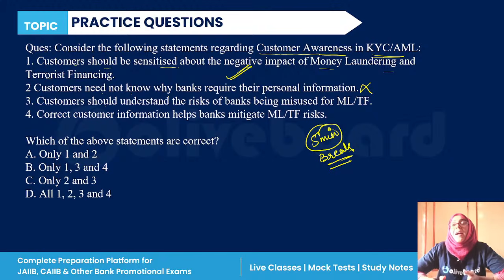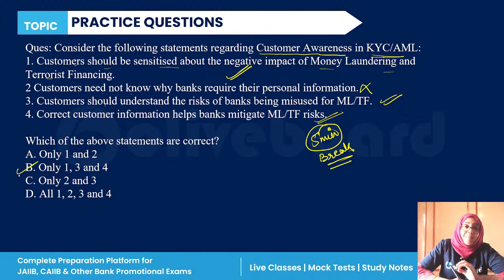A customer should know why the bank requires their personal information. The customer should understand the risk of the bank being misused for ML and TF, right? Correct customer information helps the bank to mitigate that risk. That is also correct. First is correct, third is correct, fourth is correct. So B is the correct answer. Good, everyone. Okay, next question.